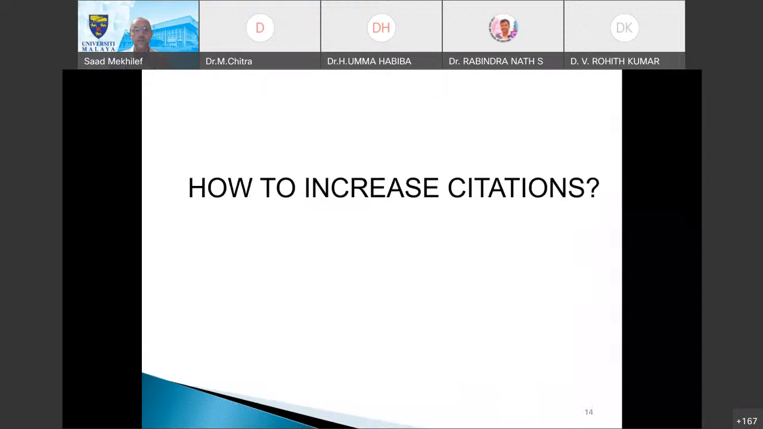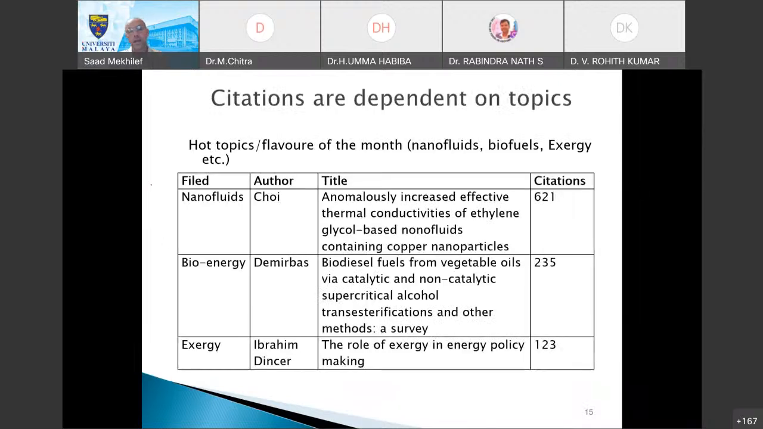Okay, this is maybe how to increase the citation. I just give you some examples here, some hot topics. I just explored, for example, nanofluid, biofuel, exergy. So these are hot topics, where within 1 year papers receive almost 600 citations, 125 citations. Also sometimes well-known authors tend to attract citations. I know maybe this is not fair and not right, but people always tend to refer to people who are well established, because they feel that what these people have produced and written can be trusted and is something genuine.